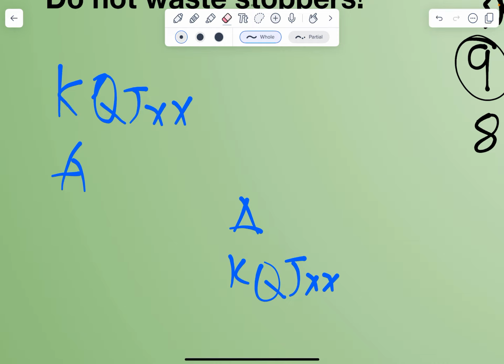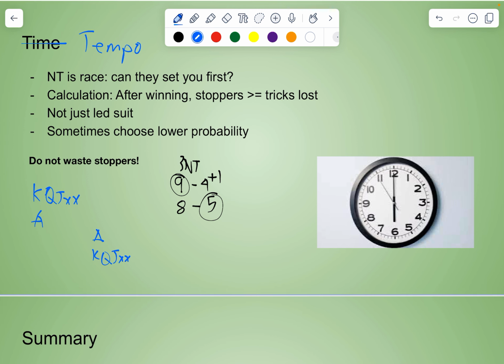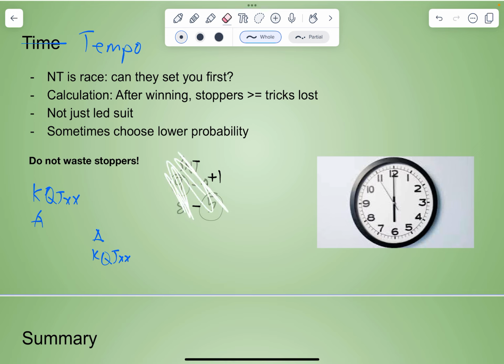And that's just a really important aspect of keeping your stoppers. I wrote a lot of other stuff on here, but maybe we'll cover that later. I don't know how long this video is going to be, but hopefully it's short enough to fit into one, and hopefully I explained everything well.